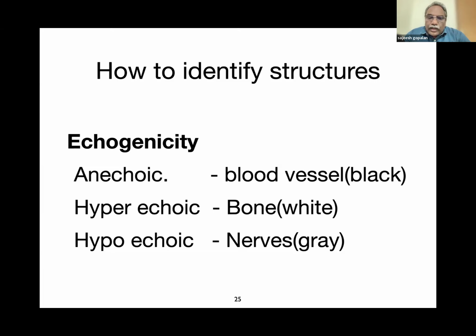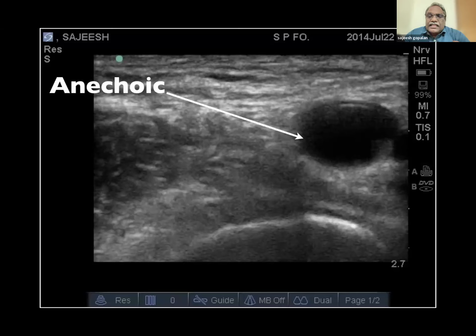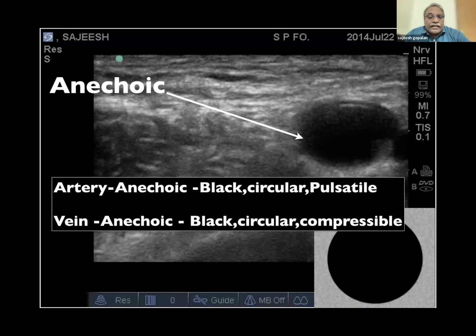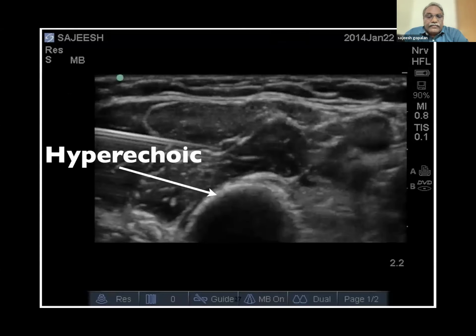So here the classical one is a blood vessel. If a jet black structure is there, in the same picture, there is an artery. You can see it as an artery because it is a pulsatile jet black anechoic structure. So we call it a pulsatile artery, an anechoic black circular pulsatile structure. A vein is again the same, anechoic black, but it is compressible. Again, we can put the Doppler on and check the difference in the flow also.